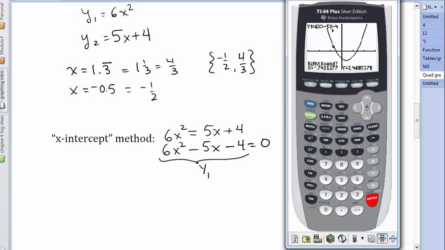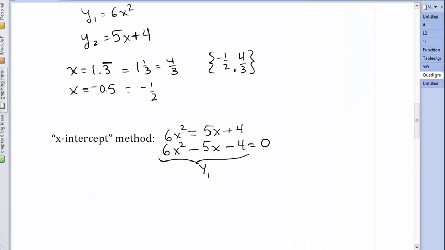And then it says right bound, so that means move my cursor a little bit to the right of the x-intercept that I'm looking for and press enter. And then it says guess, which means put it pretty close and give me a good guess. So I'm going to press enter there. And you'll see that it says the 0 is at x equals negative 0.5. Well, that's what we had before. But I'll just write it down again.